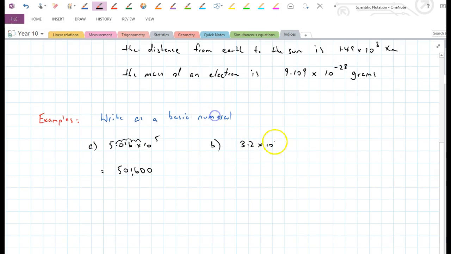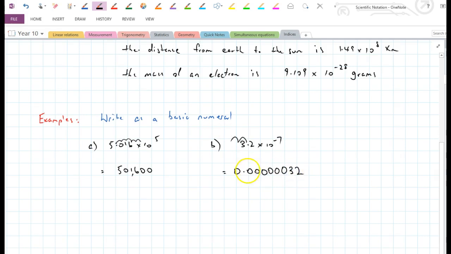3.2 times 10 to the power of minus 7. So I'm going to go 7 back here, 1, 2. Now what that tells me is that I'm going to be going 0. What would happen here? Zeros go in. I've got 1. 0 goes in there. So I've got how many zeros? 6 zeros before the 3. 1, 2, 3, 4, 5, 6, 3, 2.